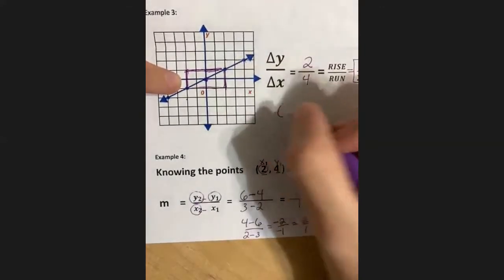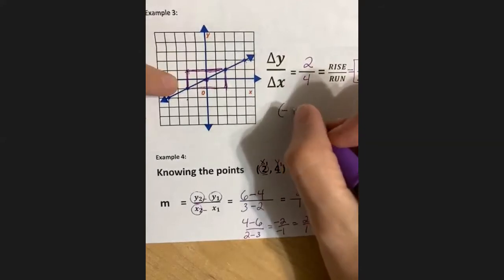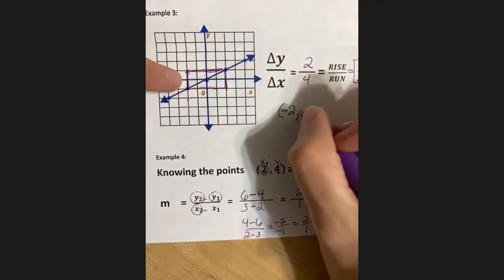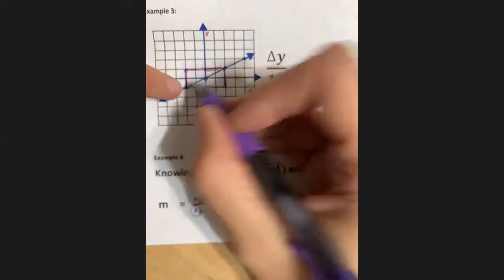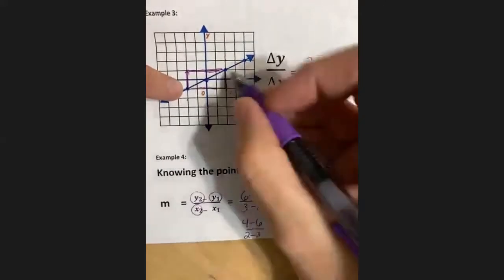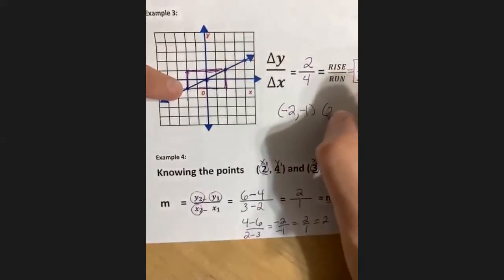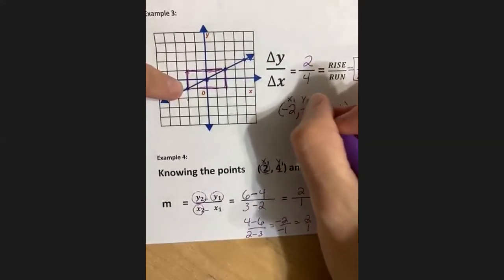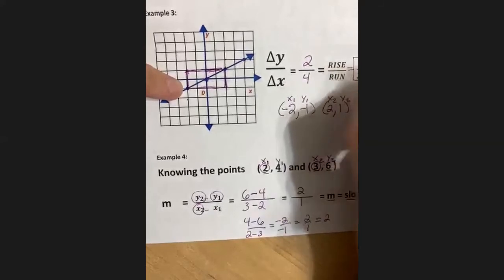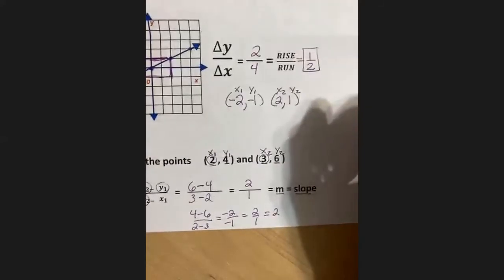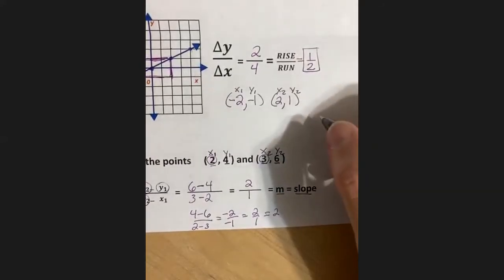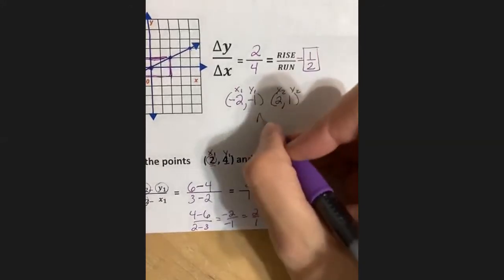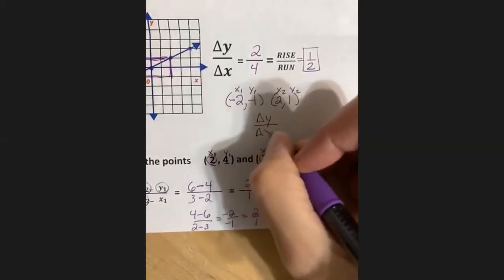But if you pick any 2 arbitrary points, it doesn't matter which one. If I pick -2, -1, that's this point here. And I pick the other point up here, which is at 2, 1. This would be my x1, y1, x2, y2. And we can practice this skill one more time. And so I'm going to subtract the y's first. So it's the change in y over the change in x.